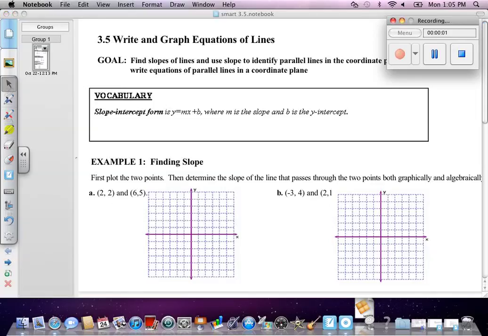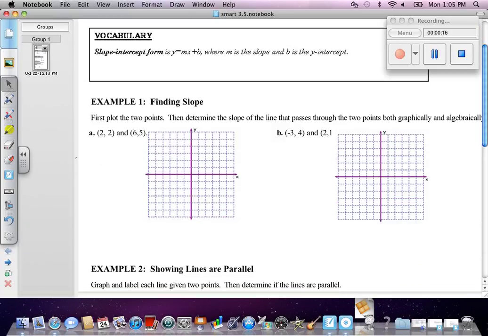Okay, we're looking at 3.5. We're going to write and graph equations of lines. So we should know already the slope-intercept form. y equals mx plus b. m is the slope, and b is the y-intercept. So this should all be repeat stuff from Algebra 1.